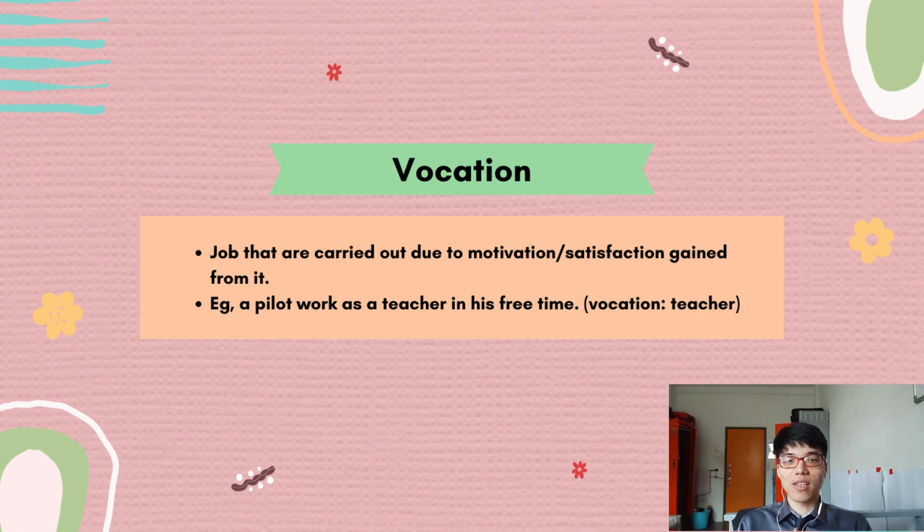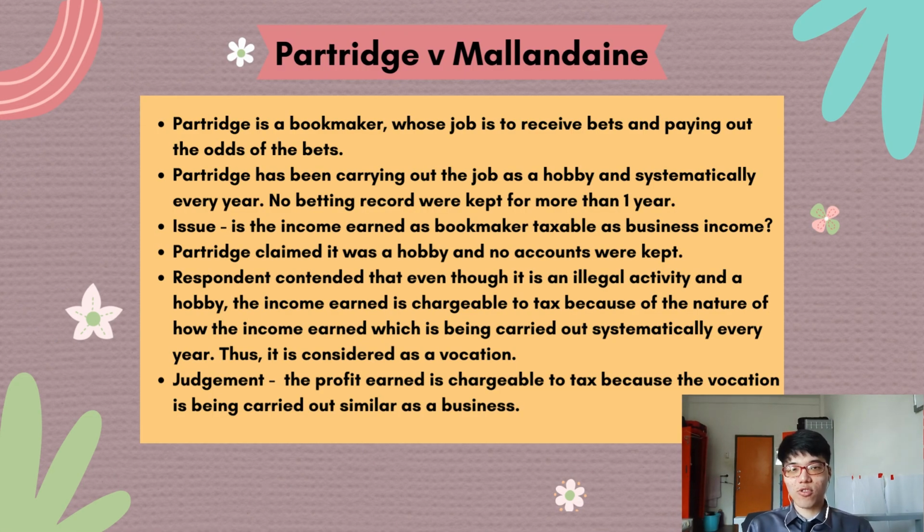Let's take a look at the first case, Partridge versus Mallandaine. Partridge is what we call a bookmaker. His job is to take bets from the customer and pay out all the odds for the betting. You can think of him as an agent of gambling. He will receive the betting money from the customer, and if the customer wins, he will pay the amount to the customer.